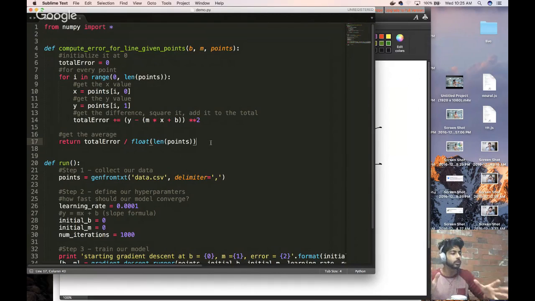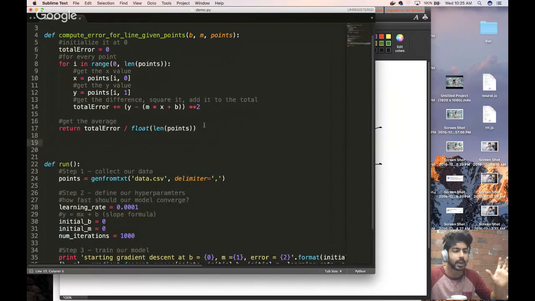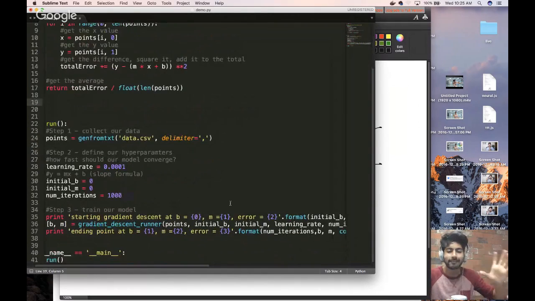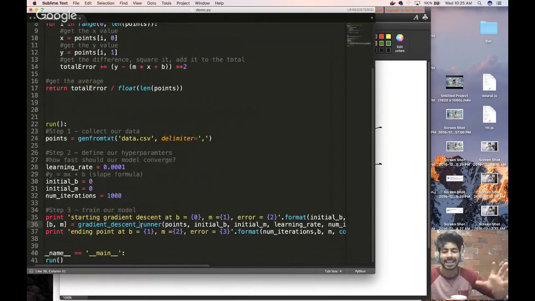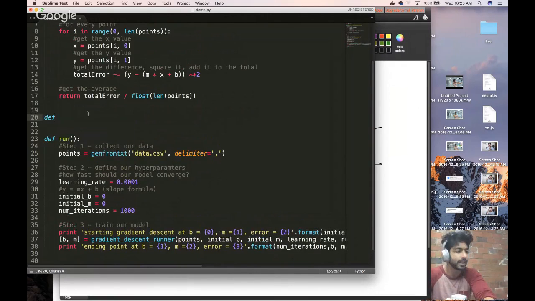I'm going to explain how gradient descent works in a second. But that's that first function. So what was the second function we wrote? It was called gradient descent runner. This is our actual gradient descent function. So let's write this out. This is our second of 3 methods.